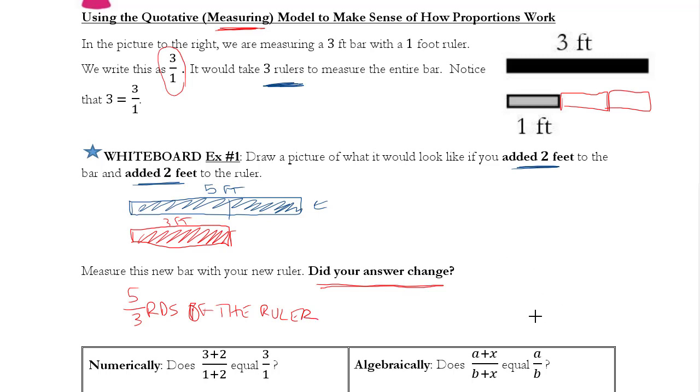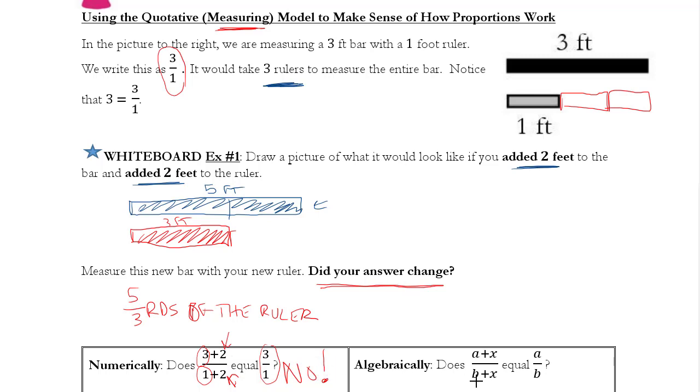So numerically, algebraically, what does this mean? We're really asking the question, can I say that if I add a little bit to the numerator and a little bit to the denominator in a fraction, does that equal the original fraction? And the answer is no, it does not. So even though it looks like, well, look, I have a 3 here and a 1 here, and I know that 2 is equal to 2, so it looks like they could maybe be equal to each other, they are not equal to each other.